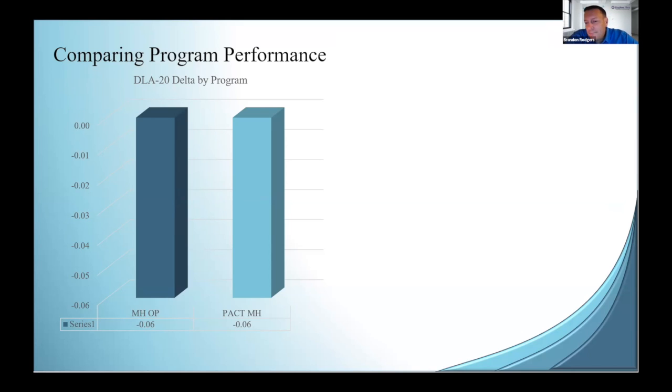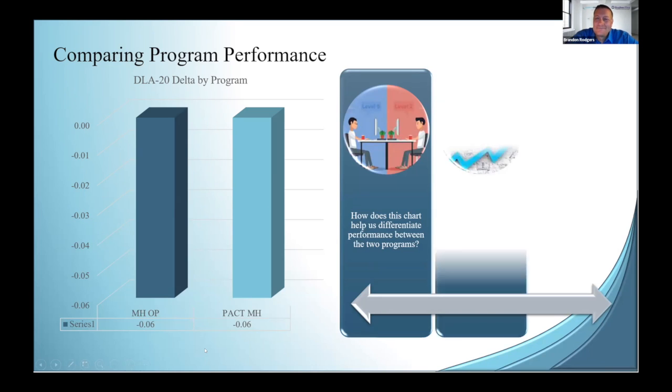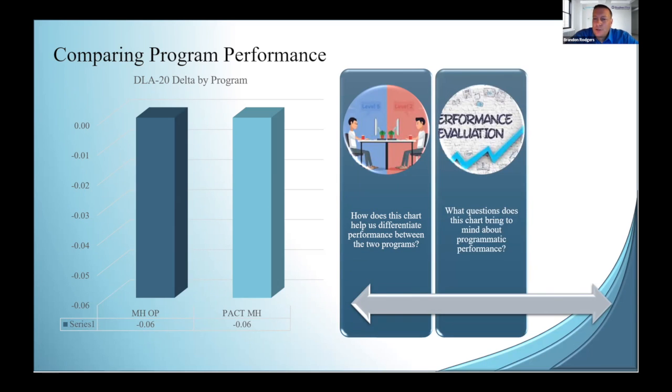And I'll share with you guys, I think I only pulled a couple of clinicians from each program when we put this together. I didn't actually do the full program. But looking at clinicians from each program, this is what it looked like. So how does that chart help us differentiate between the two programs? Simple answer, it doesn't, right? I can't tell anything different about MHOP or PACT from this chart than anything else. So what questions does it bring to mind about the programmatic performance?